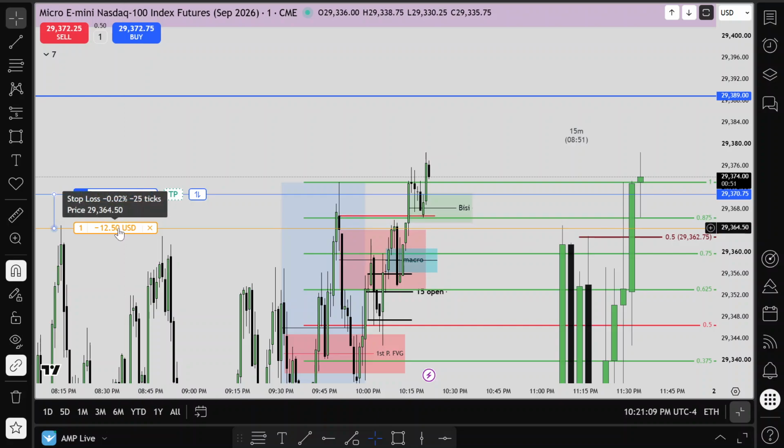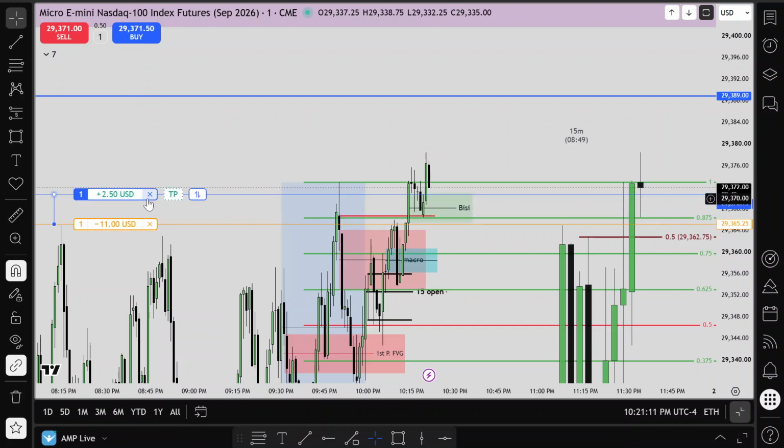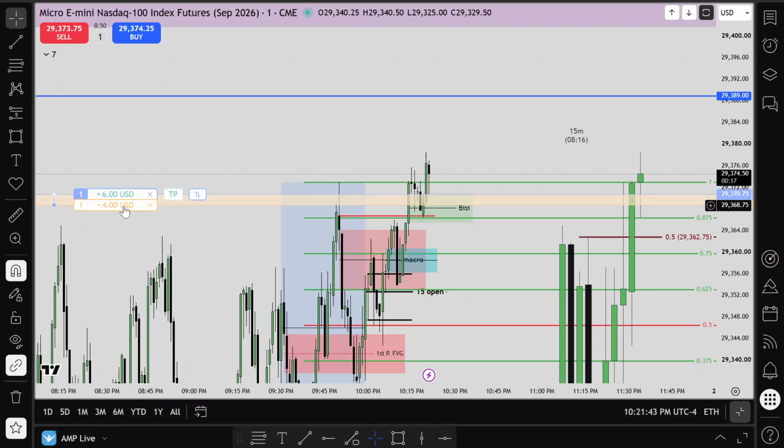Bro. That's just to take out anybody that would have gone short there, and now we're not going to go any more external range liquidity. That's all she's got. Don't need to see any of this anymore if it's going to go.